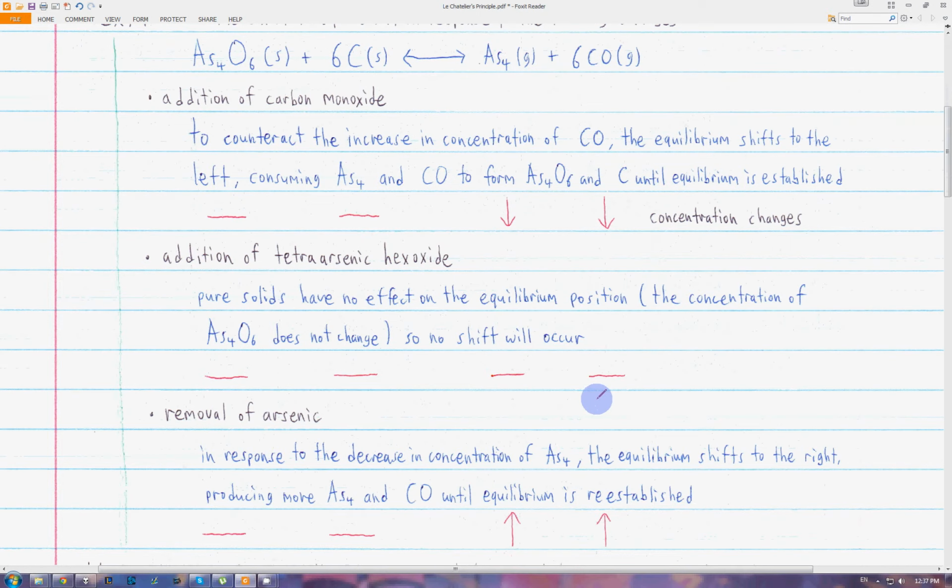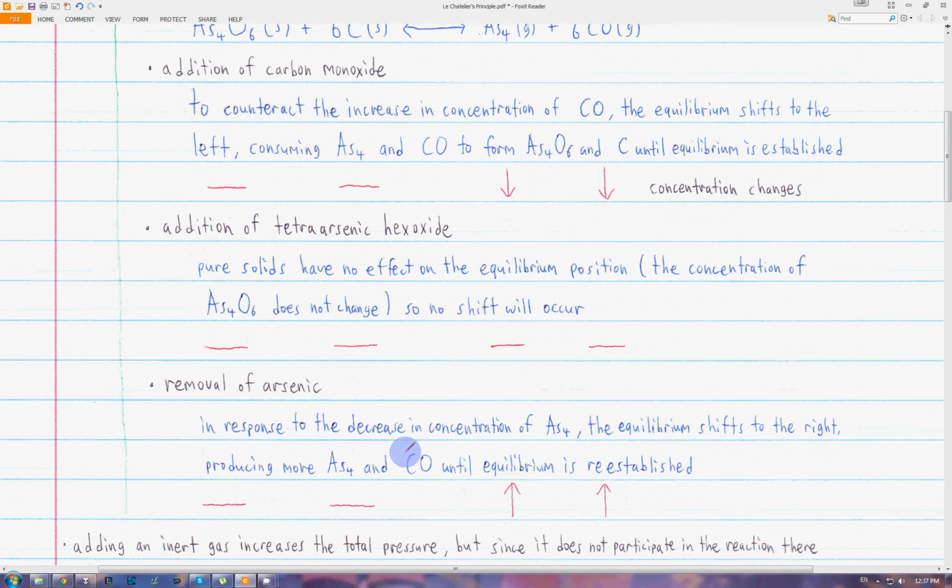If we remove arsenic, then in response to this decrease in concentration of arsenic, the equilibrium will shift to the right to make up for the lost arsenic. So it will consume the reactants in order to produce more arsenic and carbon monoxide until the equilibrium is re-established. So again, the solids stay at a constant concentration, and here, since it's shifting to the right, the concentrations of both products increase.